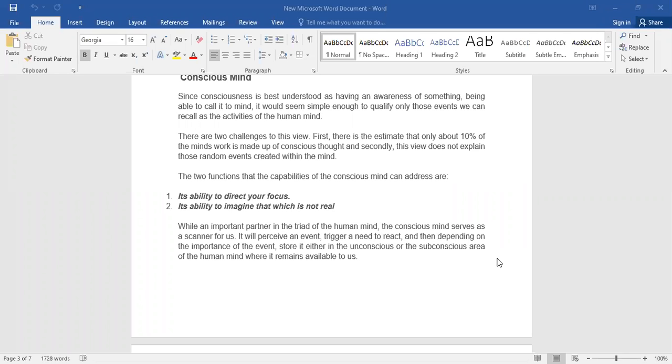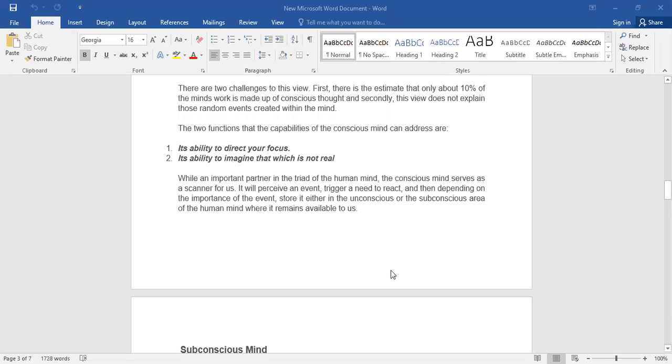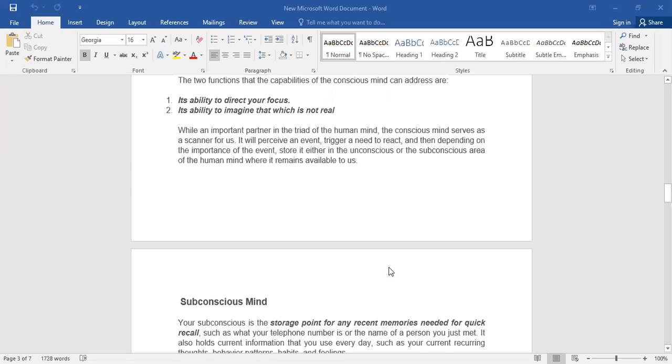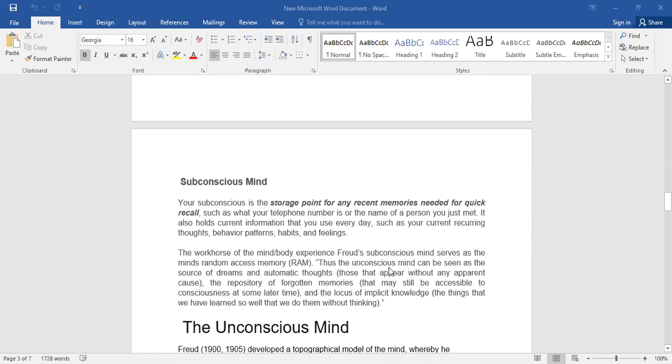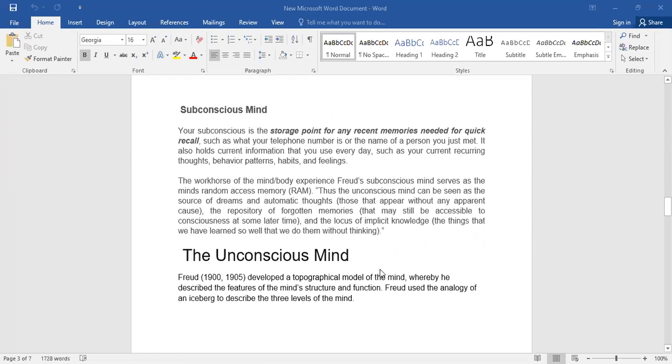And then conscious mind also helps us to store the current things around us in our memory, so that they may be available to us as and when we recall those memories, and we may have easy access to them, right? So this is the function of conscious mind.